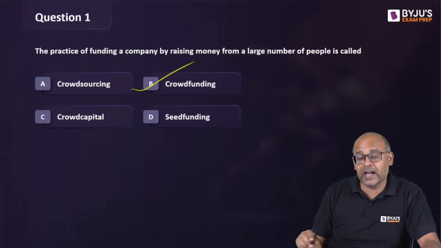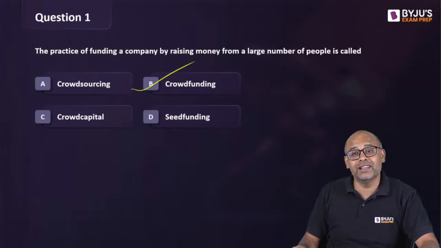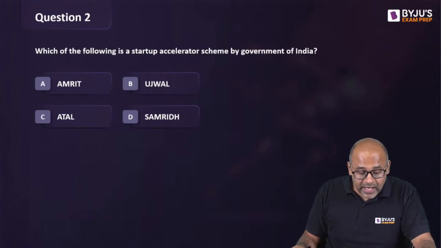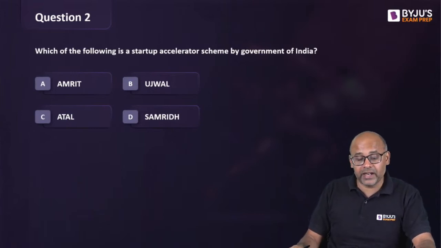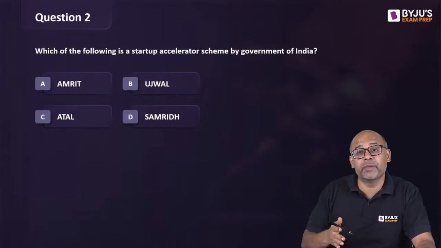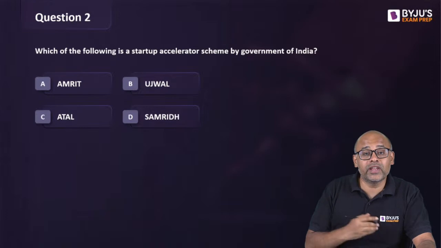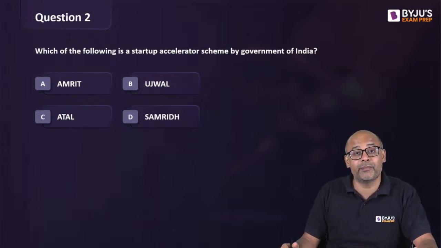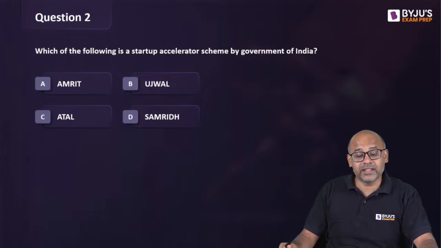This very clearly the answer option is B, not a big deal. Everybody knows the answer to this. Question number 2, which of the following is a startup accelerator scheme by Government of India? This we did not discuss today per se, but we discussed in one of the other sessions. What is the answer to this? In fact, I did talk about it already. I gave you the answer already some time back. What is the answer, guys?